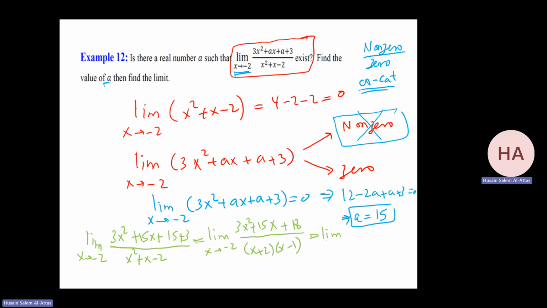Also the numerator, I can factor it. Actually, I can take 3 as a common factor. Let me save time. This is x squared plus 5x plus 6. So that will be 3 times x plus 2 times x plus 3 over x plus 2 times x minus 1. This cancels. Substitute. You will get what? 3 times, I have minus 2 plus 3, over minus 2 minus 1, that is minus 3. So the answer is minus 1. So the limit will be minus 1. So we get the limit and we get a.